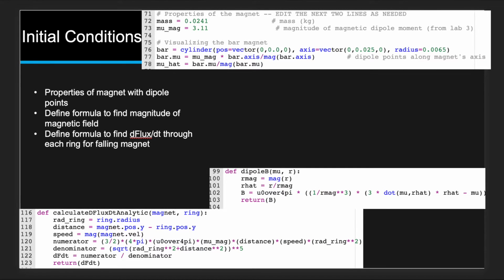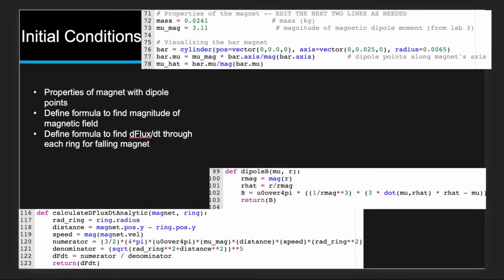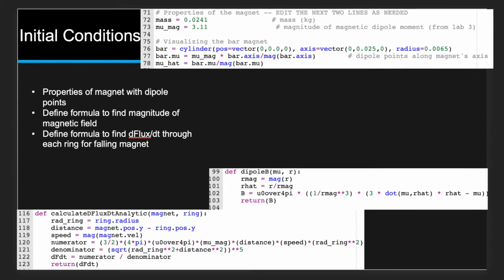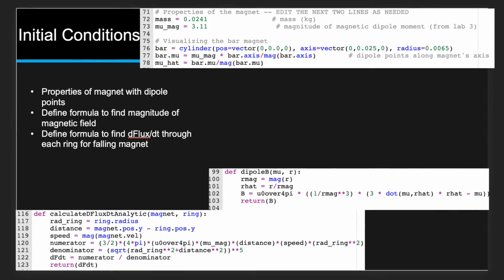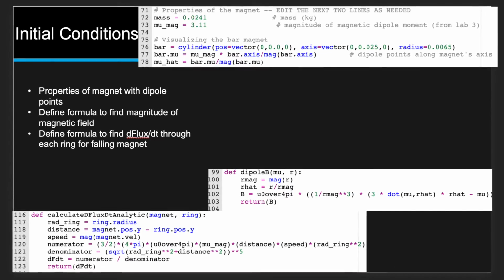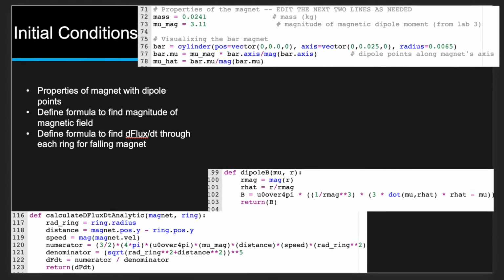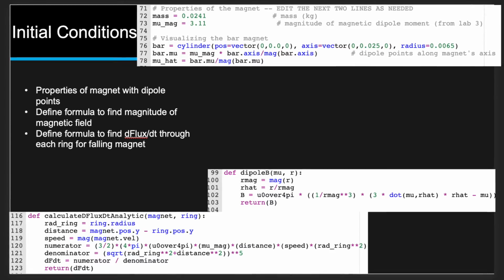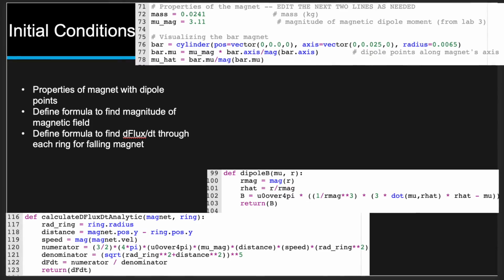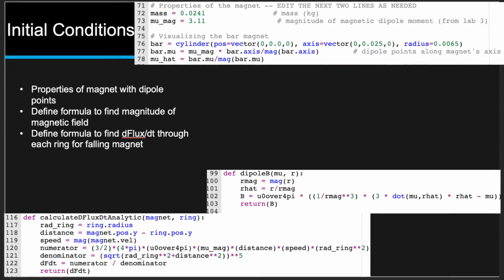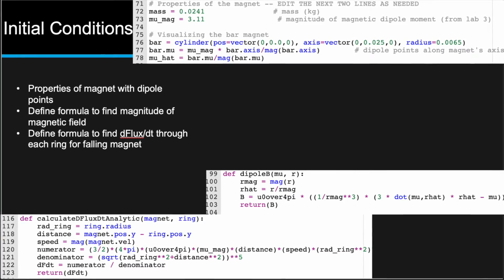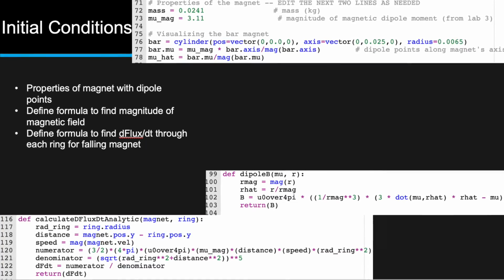Now for the computational model of the lab. First, we had to define the properties of the magnet with dipole points. So as you can see, mu of the magnet and the mass is also there. And we also had the calculation from the previous lab to find mu bar and mu hat. And then we also had to define how to find the magnitude of a magnetic field if there is a dipole, and that would be mu over 4 pi times 1 over the magnitude of r cubed times 3 times mu dot r hat times r hat, subtracted by mu, and that would be the magnetic field.